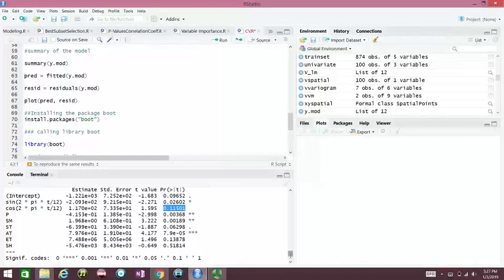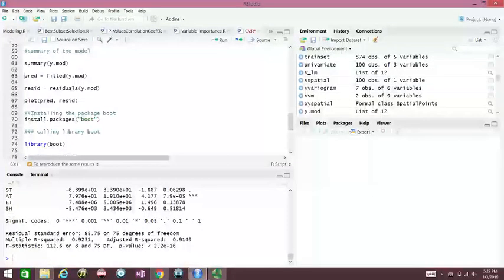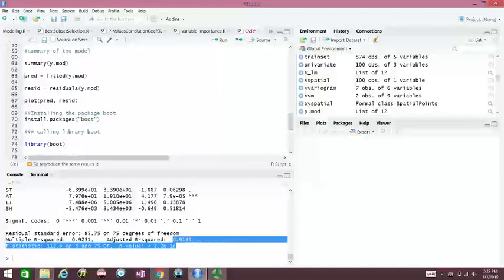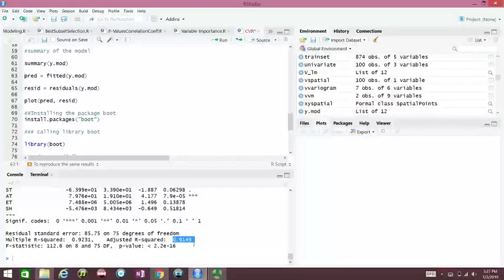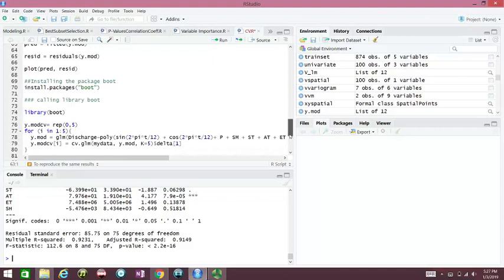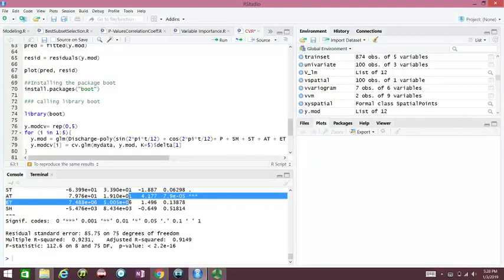And you see that the model explains the variation of the discharge at 91%, with a p-value less than 2.2 times 10 to the power minus 16. This is a good model, except that you have to eliminate some predictors. But it's not enough. We need to know how well this model works. And to do that, we need the k-fold cross validation, the purpose here.